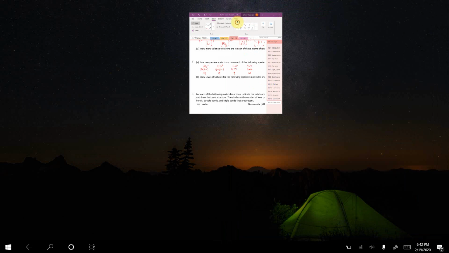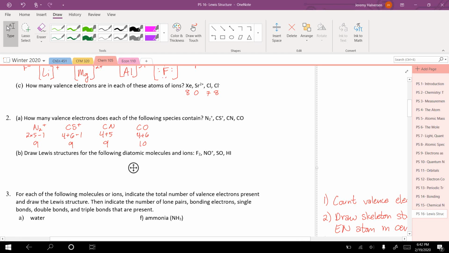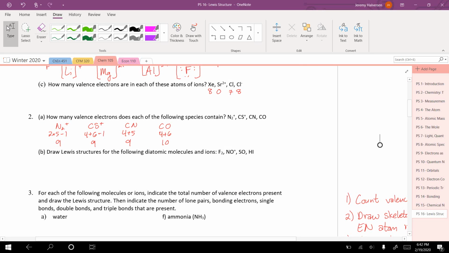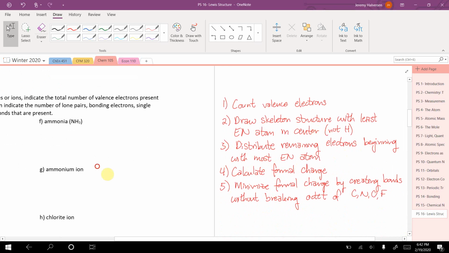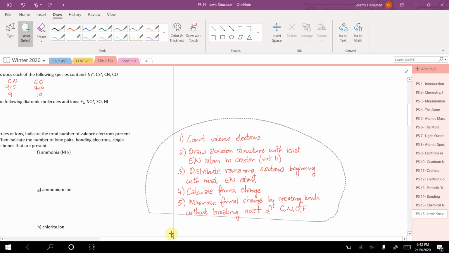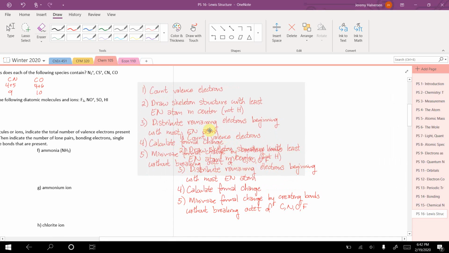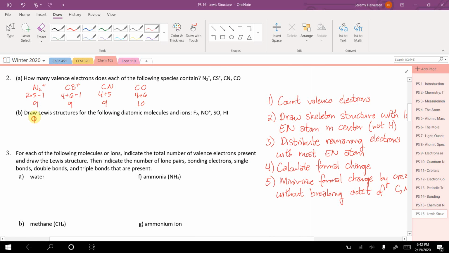Okay, so now we are going to draw the Lewis structure for the following diatomic molecules and ions. So F2. This is when this process is going to come in handy, so I'm just going to pull it up. Okay, so step number 1. We're going to have F2. We're going to count the valence electrons. F2 is going to be 7 plus 7 equals 14.